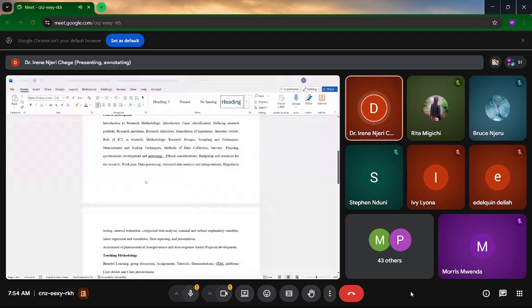Ethical consideration we have covered, budget and resources I've told you about, work plan we have talked about, and now I want us to start a topic which you have possibly done before, statistics. I usually cover this in a hurry because you have covered statistics before. Am I correct? Faith, have you covered statistics before? Yes.